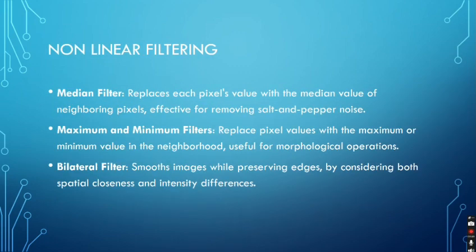Nonlinear filtering. Here are some of the nonlinear filters, such as median filter, maximum and minimum filters, and bilateral filter. Median filter replaces each pixel value with the median value of neighboring pixels, which is effective for removing salt and pepper noise. Maximum and minimum filters are used for replacing pixel values with the maximum or minimum value in the neighborhood, useful for morphological operations. Bilateral filter smooths images while preserving edges by considering both spatial closeness and intensity differences.